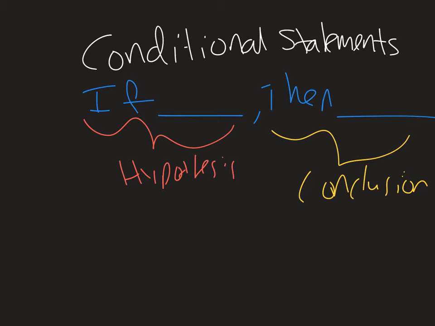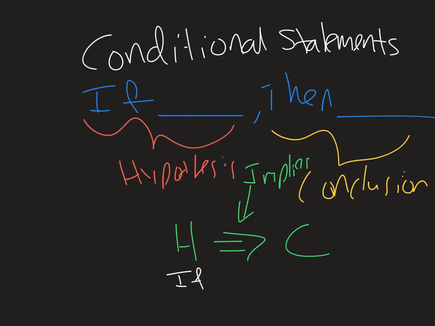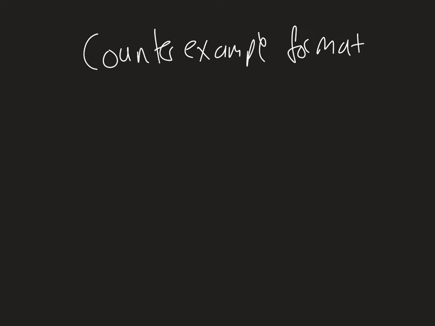So for shorthand, usually we have hypothesis implies conclusion. That's what this little arrow means. So if H, then C. And in this case, H and C are phrases. So if I have a triangle with side lengths A, B, and C, and it's a right triangle, then a squared plus b squared equals c squared. So now let's talk about a counterexample.